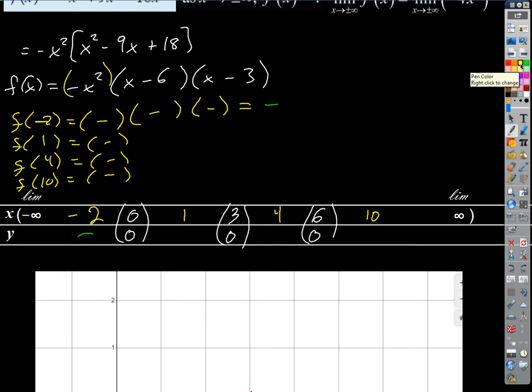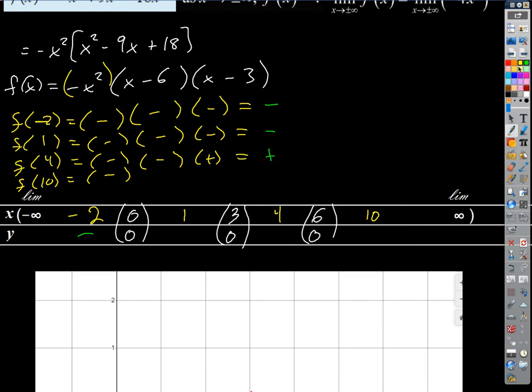So at 1, what's the sign of our second factor at x equals 1? Negative. How about the third one? So that one is also negative. Okay? How about at 4? Negative, and the third one? For an overall sign of positive.